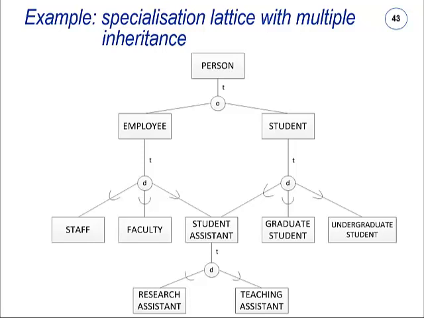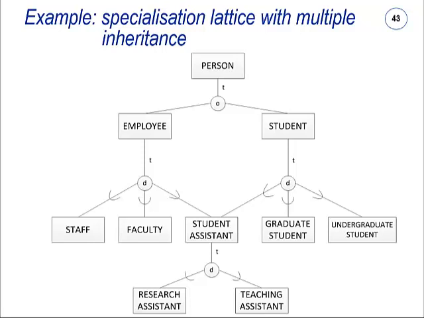Worth noting here is that student assistant has two superclasses. In other words, a student assistant is an employee, and a student assistant is a student. A student assistant is going to inherit attribute types and relationship types from both employee and student. This is what we refer to as multiple inheritance. Multiple inheritance refers to the phenomenon whereby a subclass is going to inherit from multiple superclasses. Student assistant can then be further specialized into research assistant and teaching assistant.